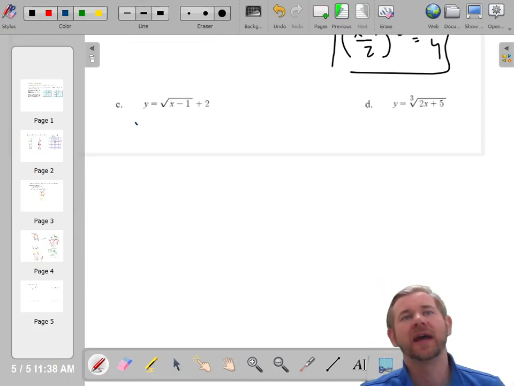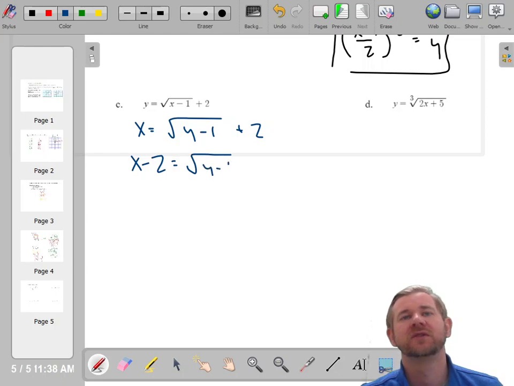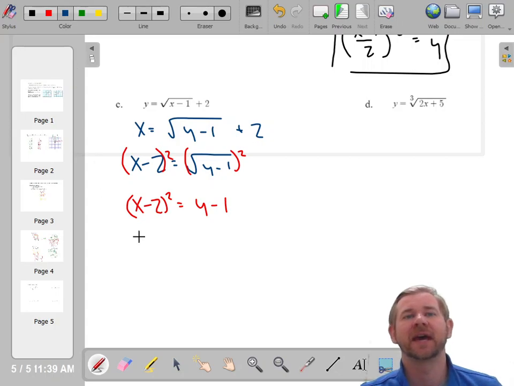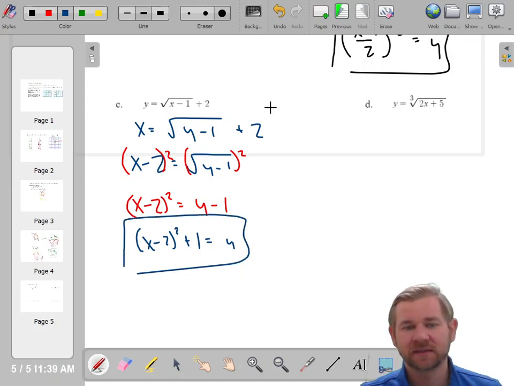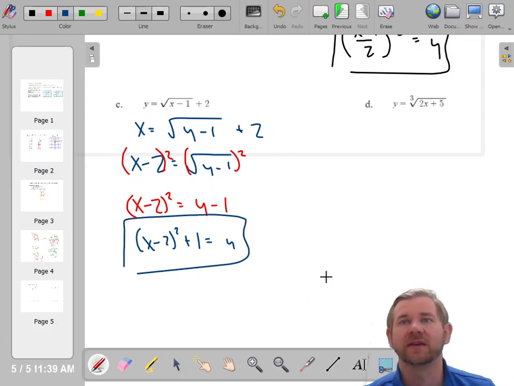Last couple. X equals the square root of y minus 1 plus 2. First, get rid of the plus 2, so now it's x minus 2, subtract 2 on both sides, and then to undo square rooting, you square both sides. So x minus 2 squared equals, on the right side I have y minus 1. Last thing, add 1. X minus 2 squared plus 1. Should feel a lot like when we were solving radical equations, we had a lot of those.